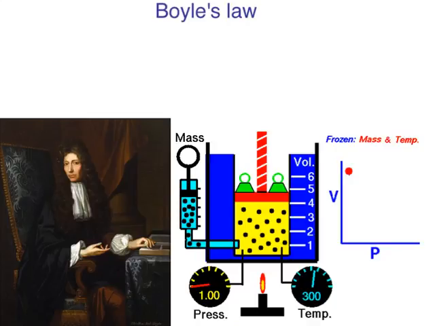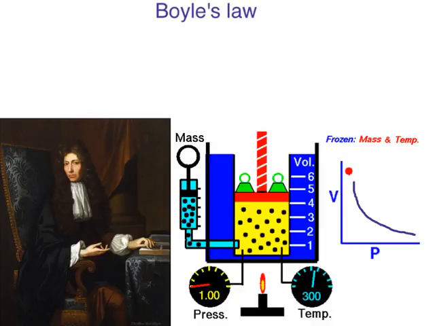And basically, he examined what would happen to the volume of a gas if you changed the pressure. And he kept the amount of gas and the temperature of the gas constant while he did this. All right, so basically what he noticed, quite simply, was as he increased the pressure, the volume decreased. So they were, in essence, inversely proportional.